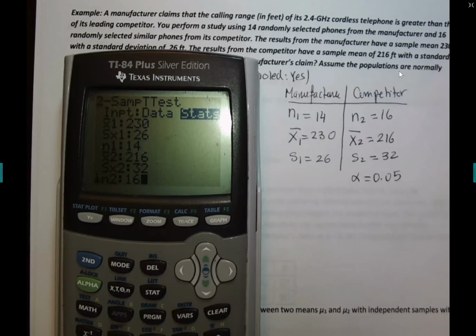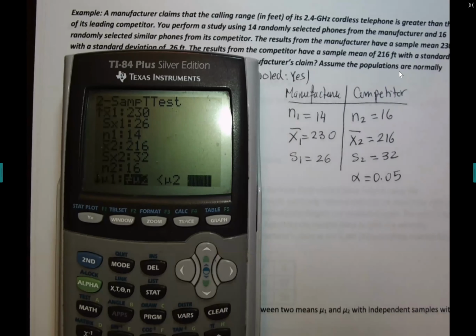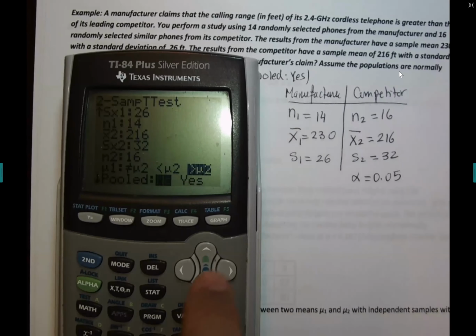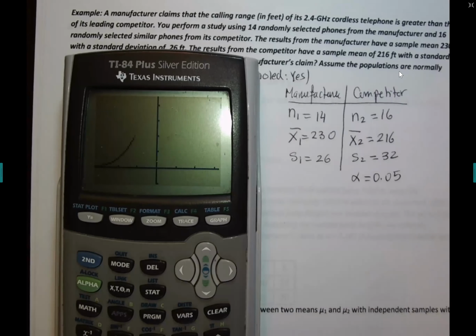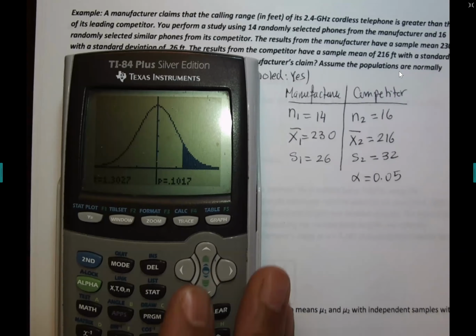We keep going. We need mu1 to be bigger than mu2. Don't forget, this is the alternative side. And then one more step, guys, pooled. Yes, in this case. And then enter. Let me do a draw if you like here. It's a right tail test. So if there is a p-value, it will show on the right. Okay. So t is 1.303 and p-value is 0.1017.